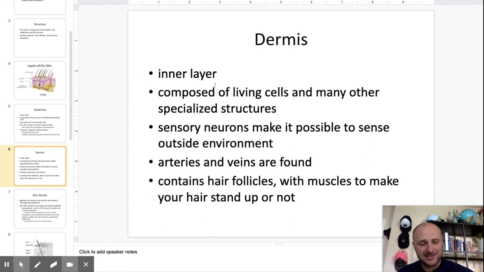The dermis is the inner layer. It's a lot thicker. It's composed entirely of living cells, and has all the neurons and blood vessels. That's where the hair follicles originate from. And there are even some muscles in there, nerves, all of that, all found in the dermis.